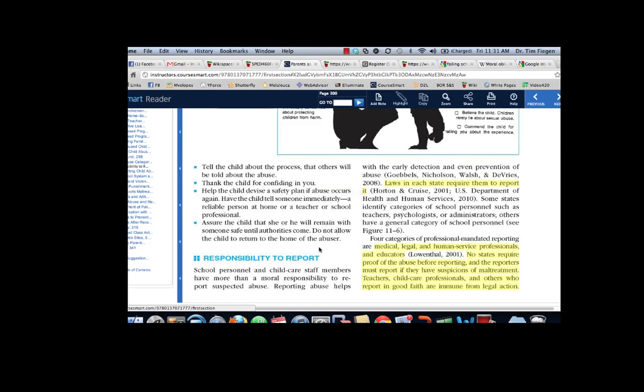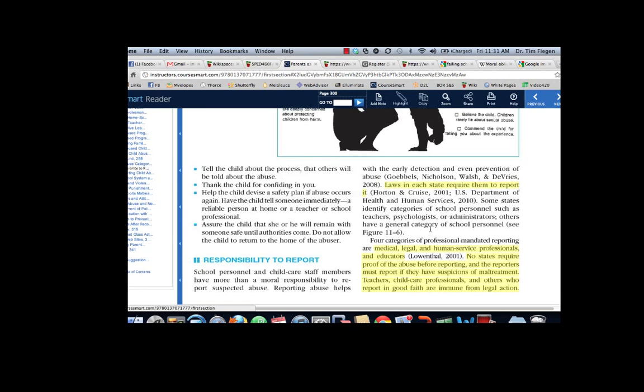So, this responsibility to report: school personnel and child care staff members have more than a moral responsibility. Reporting abuse helps with early detection. Laws in each state require, that's right, require you to report it. So what does that look like? Well, if it comes out that there was abuse and you had knowledge of it, you could be held liable. Now, relax, relax. This doesn't mean that if you don't do it, you get thrown in jail.